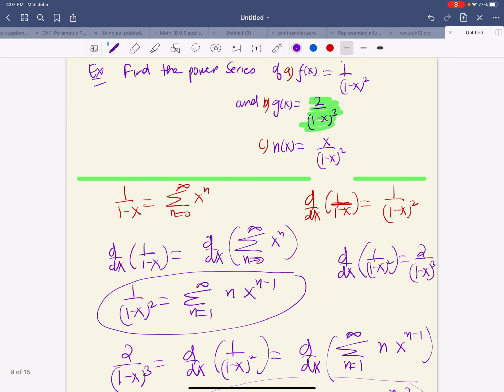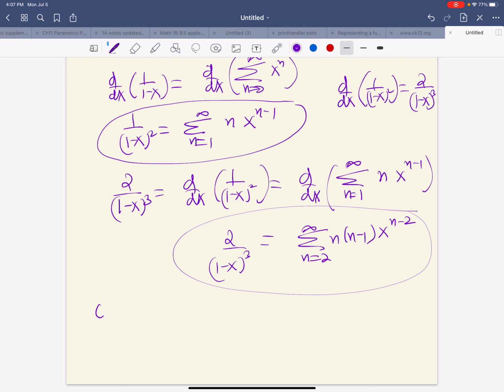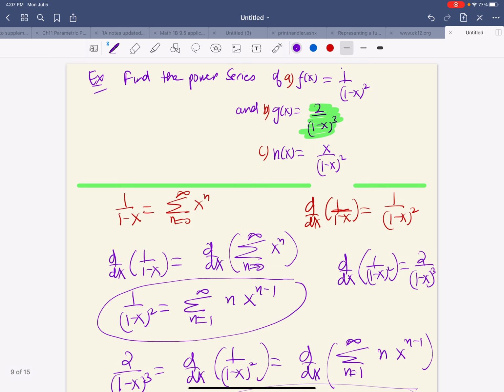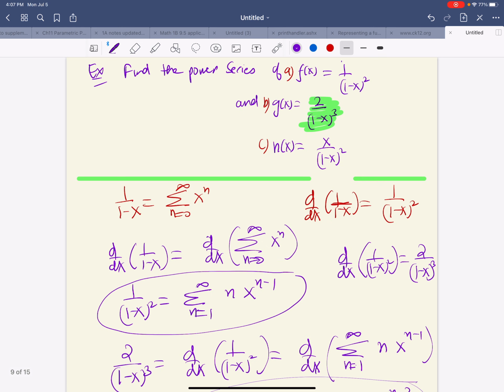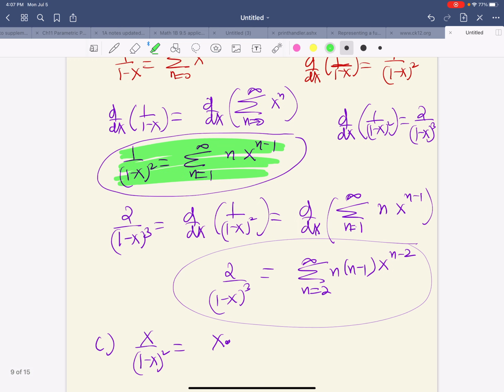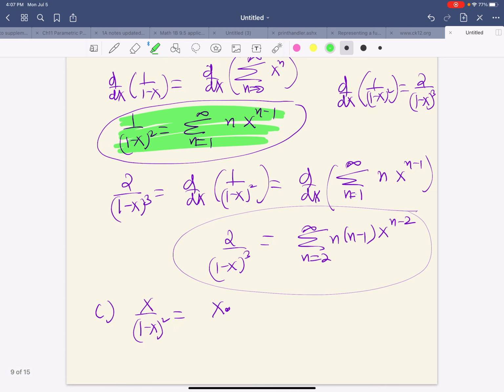And then we have the third part, which is h of x. We also want to find the power series for x over (1 minus x) squared. So part C is x over (1 minus x) squared. We already know the power series for 1 over (1 minus x) squared. We found it here, so I'm going to use that. The power series for this function is this, so I'm going to use the summation n equals 1 to infinity.